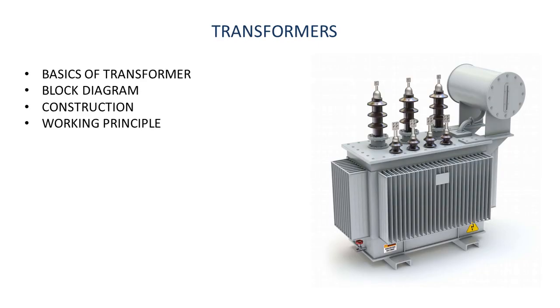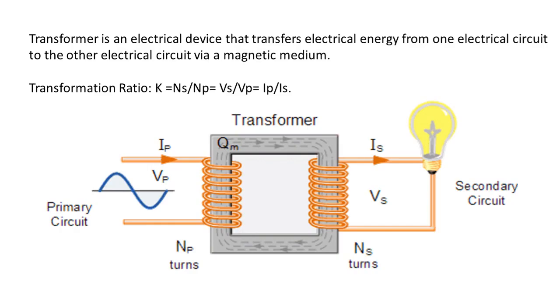So here there is an image of a three-phase transformer and we are going to cover the basics of transformer, block diagram, construction and working principle. Transformer. Now, what is a transformer and why is it used? A transformer is used to transfer electrical power from one circuit to another circuit by stepping up the voltage or by stepping down the voltage.